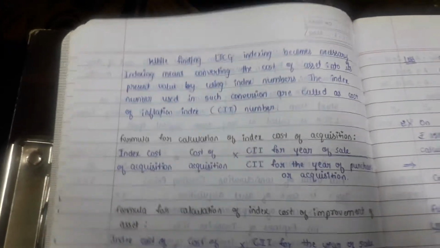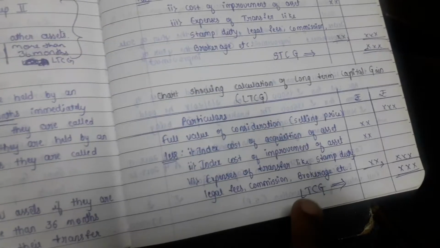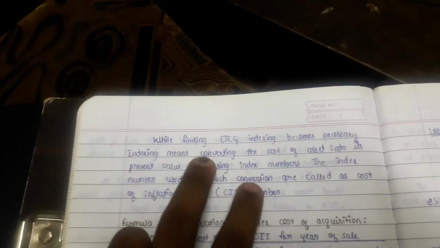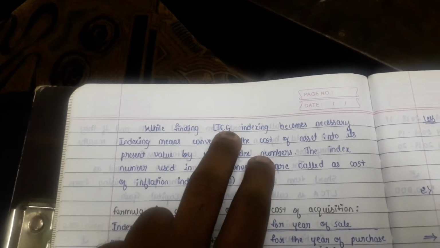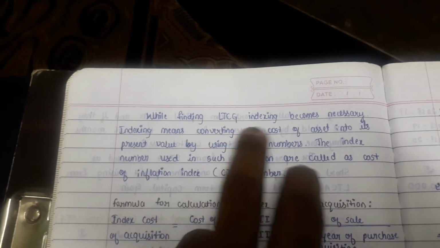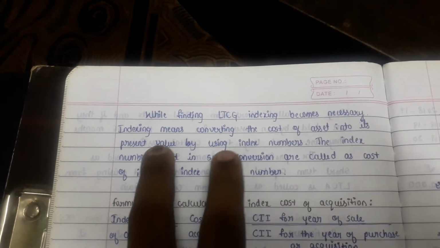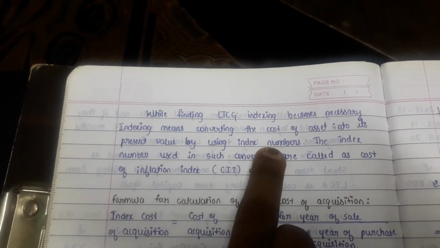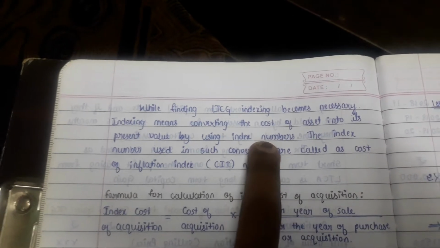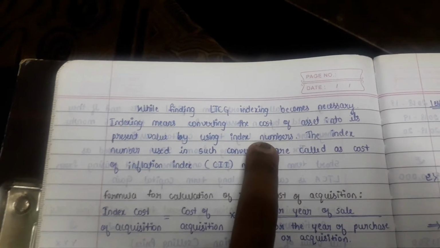Okay students, continuing with what we stopped at in our prior video, that is LTCG. We have to understand something called indexing, which I have explained. While finding LTCG, indexing becomes necessary. Indexing means converting the cost of asset into its present value by using index numbers. So index numbers will be given in the question. We have to apply that and find it out.